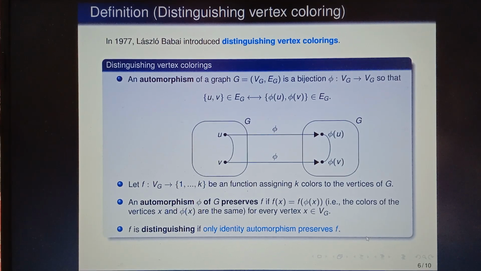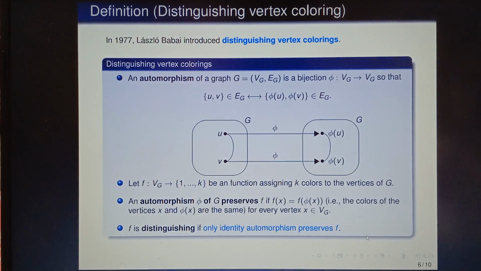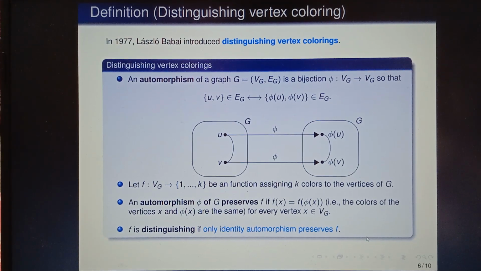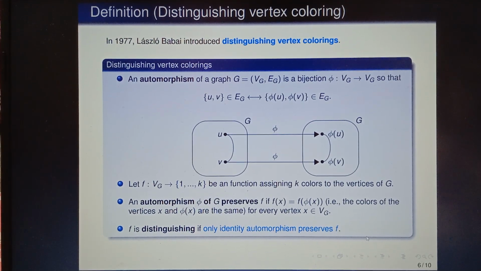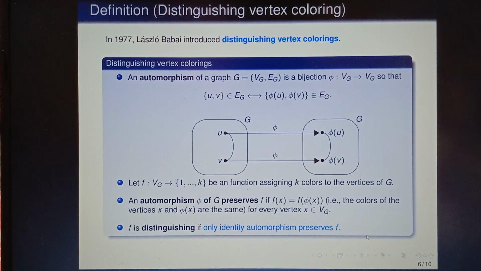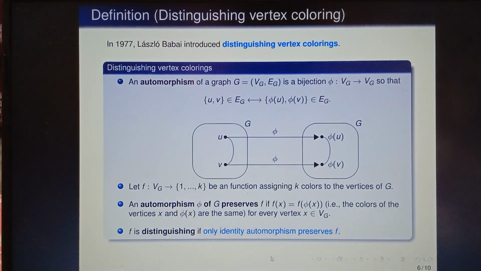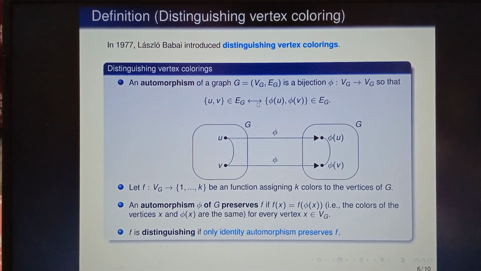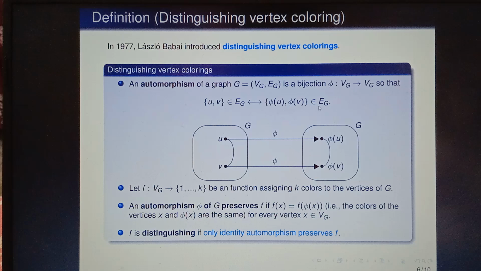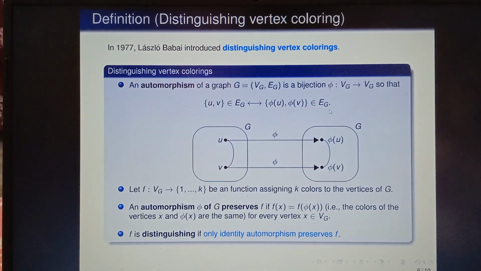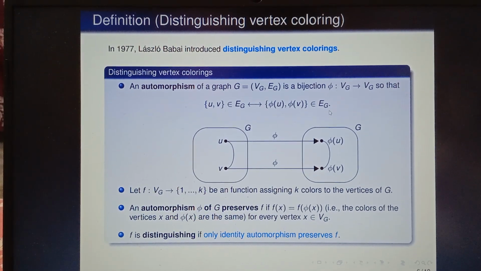First, we need to know an automorphism of a graph. An automorphism of a graph is a bijection φ from the vertex set of the graph to the vertex set of the graph, so that if u and v are joined by an edge in the graph G, then φ(u) and φ(v) are joined by an edge in the graph G, and vice versa.